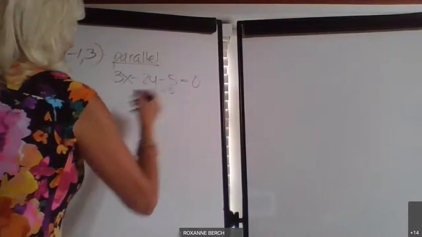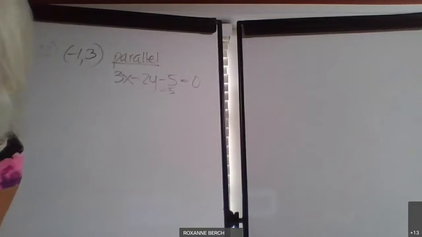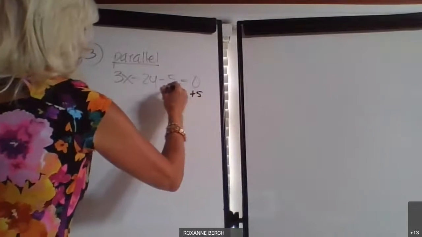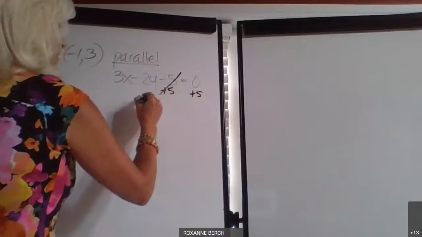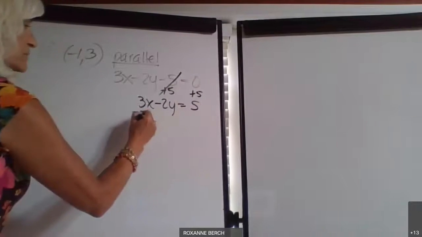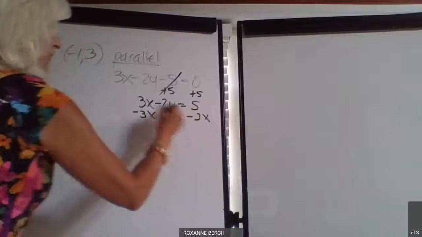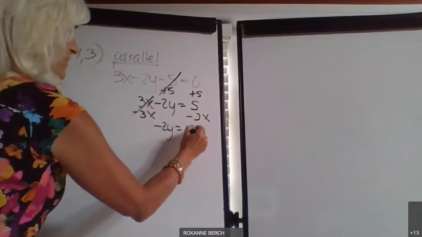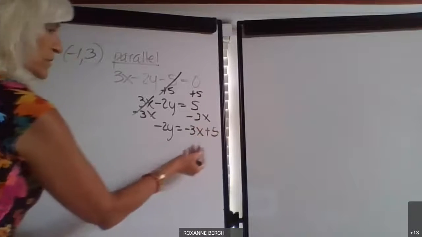So, let me get a new pen. You can add 5 first. So you get 3x minus 2y equals 5. Then you can subtract 3x. So you get negative 2y is equal to negative 3x plus 5 because I'm putting it in slope-intercept form.